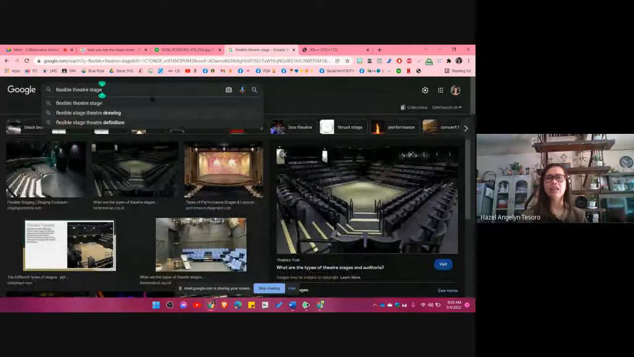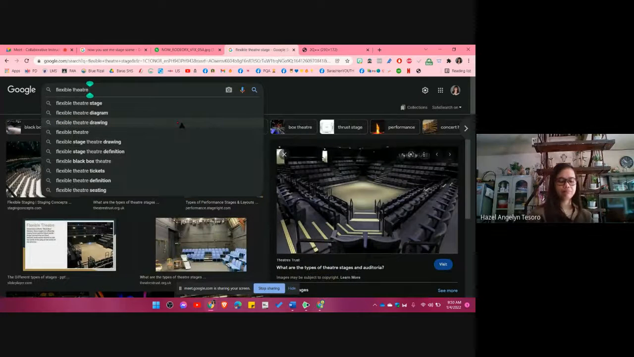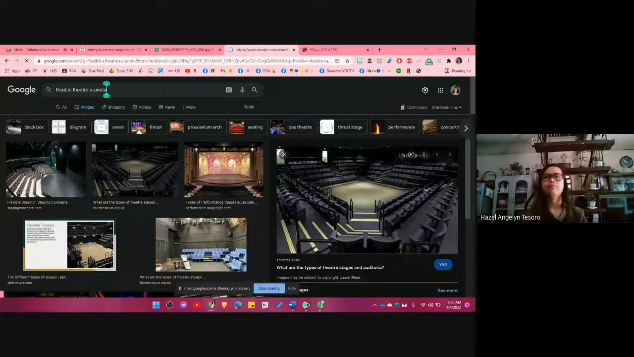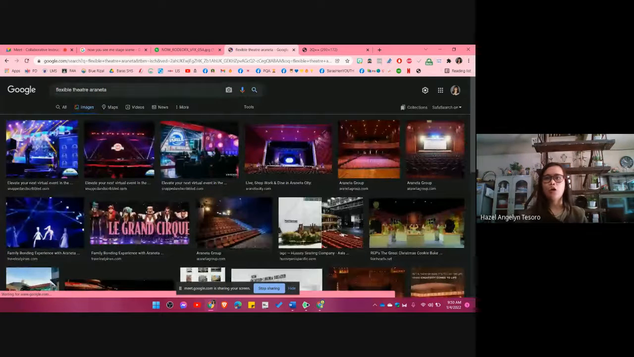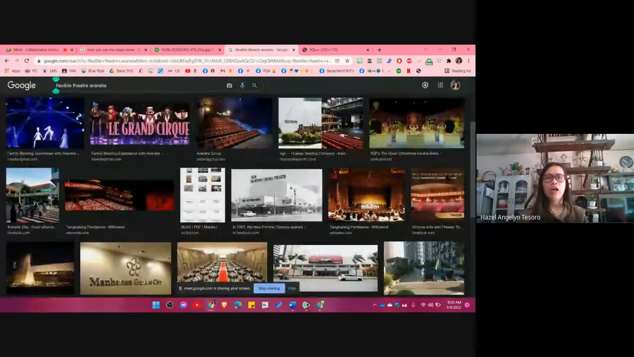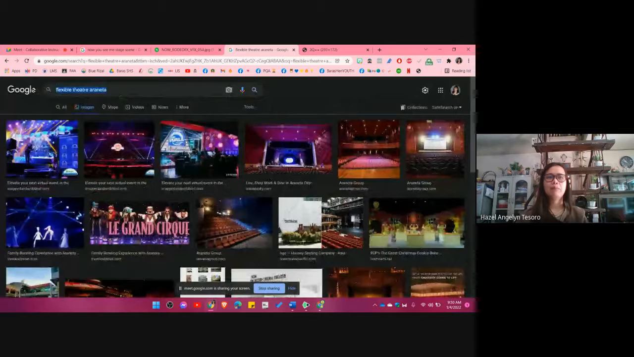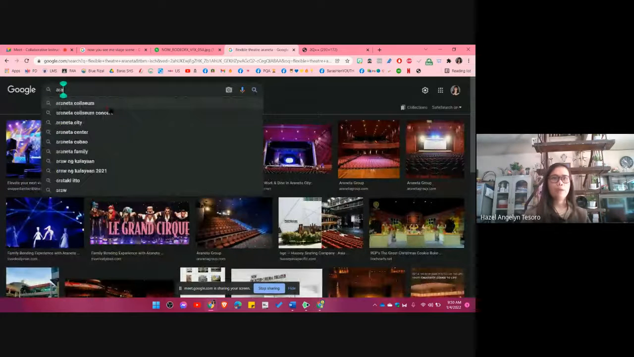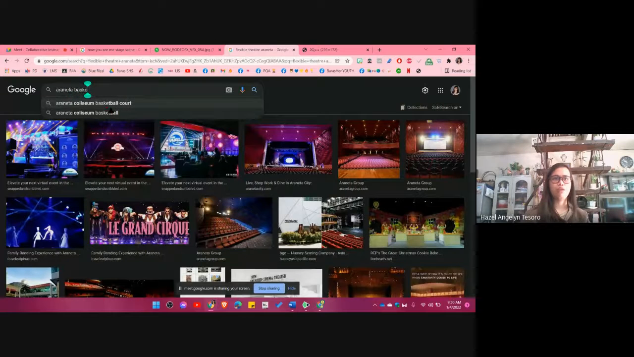Araneta din, I think, is a flexible theater. Let's see the Araneta Coliseum, ayan. So, there are a lot of arrangements you can do sa Araneta because sa Araneta, pwede ding magkaroon ng basketball game.